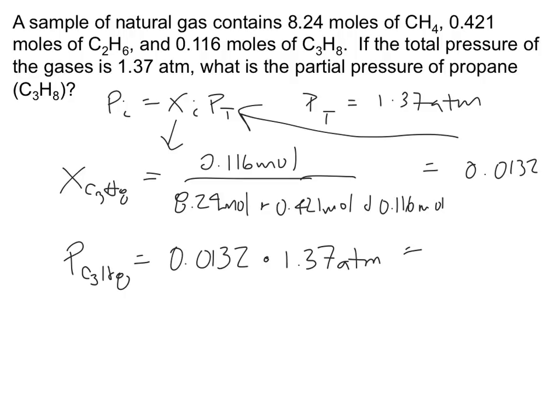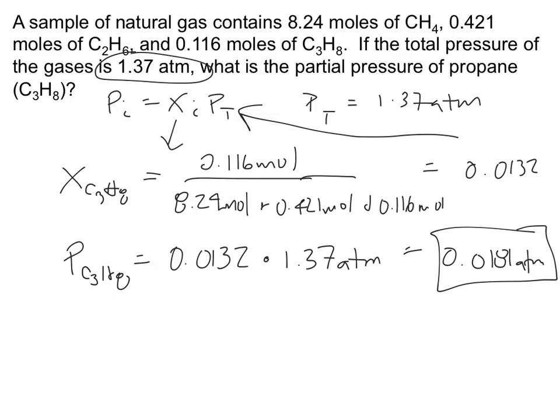Okay, we plug that into our calculator, and that's going to give us 0.0181 atm. So the pressure that is being exhibited by propane is 0.0181 atm. Basically, of the total pressure that's occurring in that container, 0.0181 atm is coming from the propane. And we could subsequently use the rest of the values and the rest of the mole fractions for the other gases involved to figure out the remaining partial pressures of each.